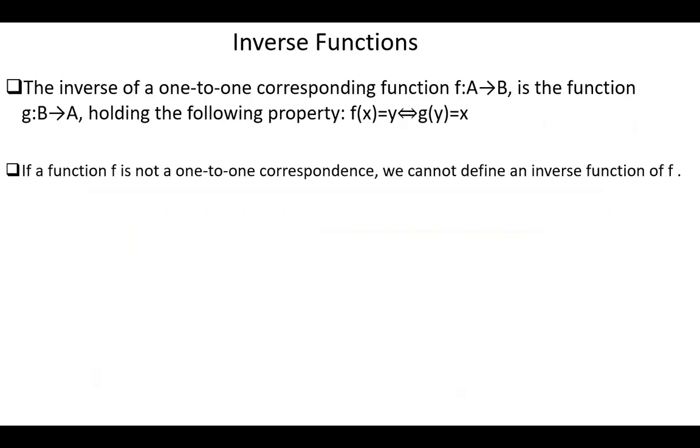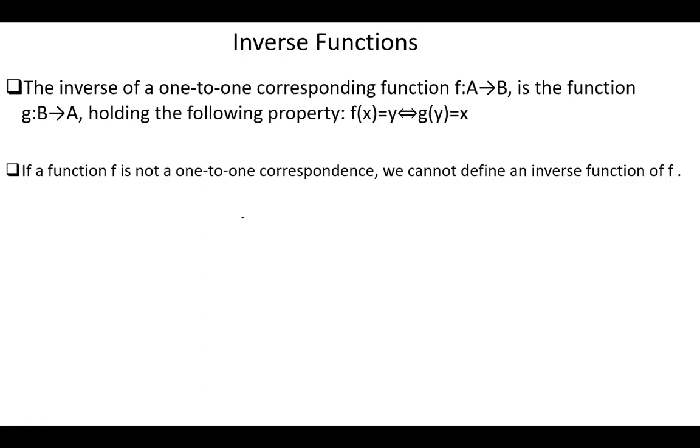The inverse of a one-to-one correspondence function f from A to B is the function g from B to A holding the following property: if f of x equals y, this implies that g of y equals x. If a function f is not a one-to-one correspondence, we cannot define an inverse function of f. This is because when f is not a one-to-one correspondence, either it's not one-to-one or it's not onto.